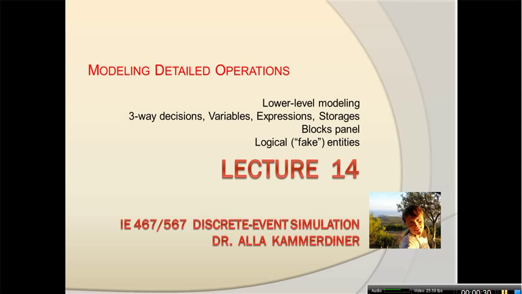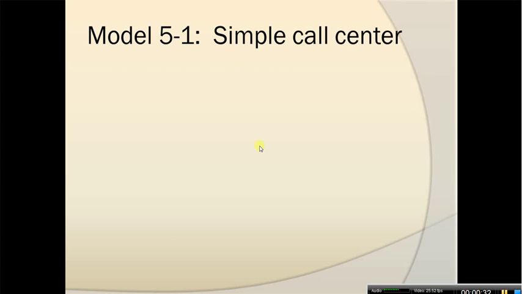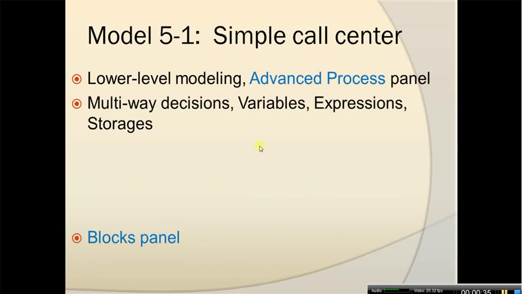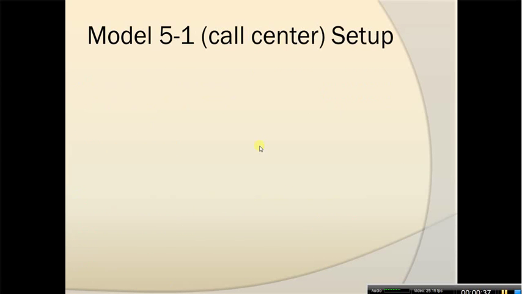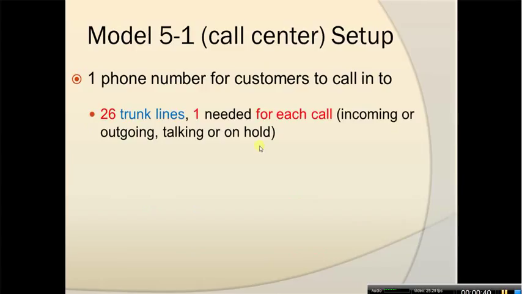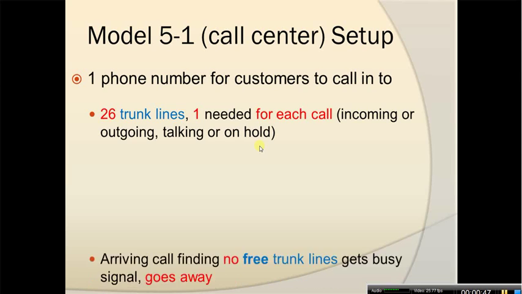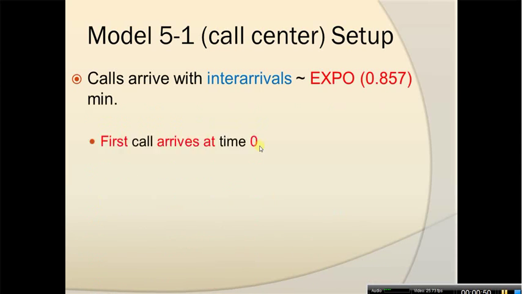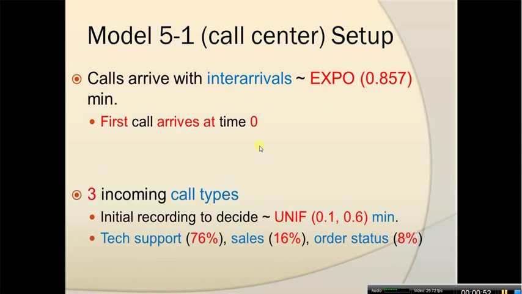So let me go ahead and briefly review what we did. We considered a simple call center, and when we modeled the call center, we had one phone number for customers to call in with 26 trunk lines, one trunk line needed for each call. We also had three different types of calls: tech support, sales, and order status. And in Part A, we already modeled the arrivals of the calls and the tech support.